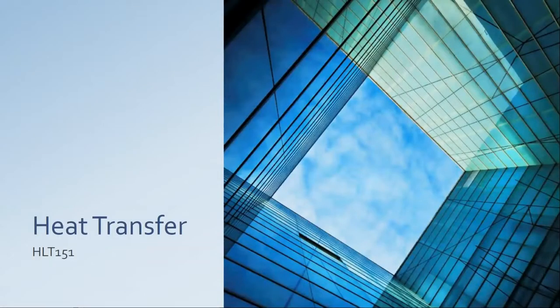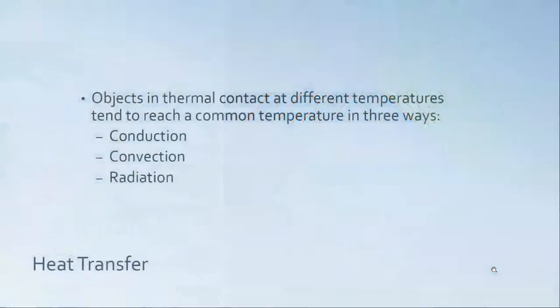So we've talked about heating objects up and cooling them down, but now let's talk about heat transfer and how heat moves or energy moves from one object to another. If we have objects that are at different temperatures and they're in thermal contact, they're going to want to try to reach a common temperature. And they can transfer that heat in three different ways. They can transfer it by conduction, convection, or radiation.